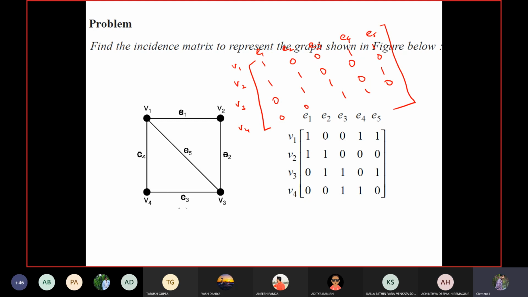So here you are simply applying the logic. What are all the edges incident to a particular vertex, those edges can be marked as the value 1. The remaining edges can be marked as 0. That is the logic behind that.